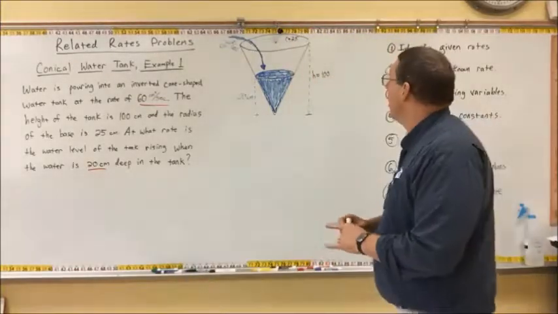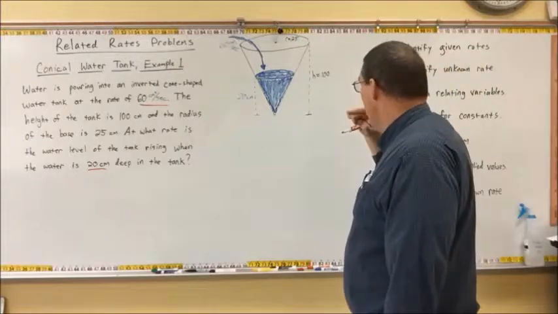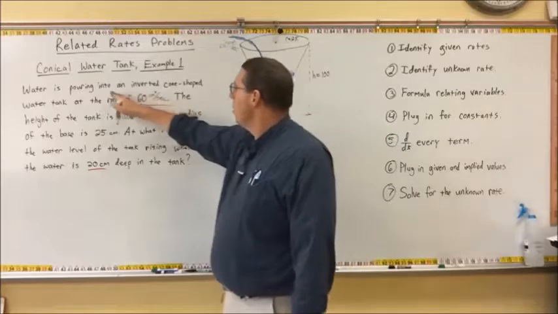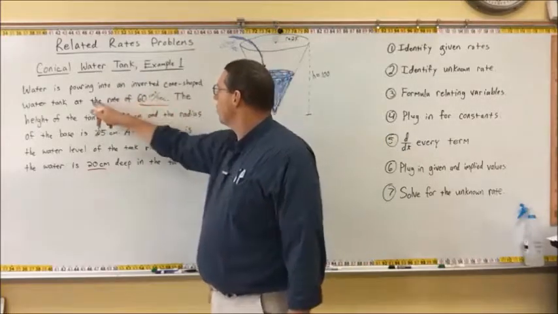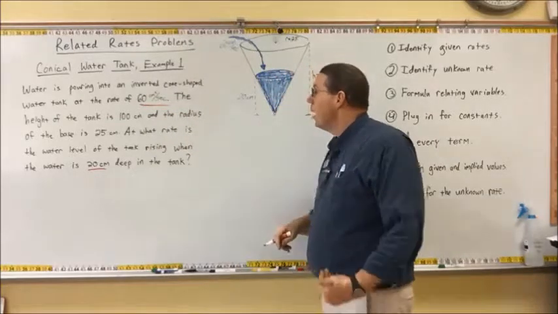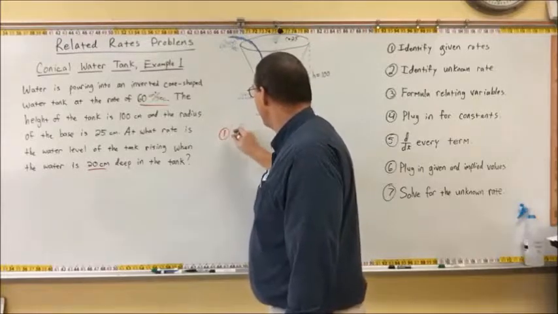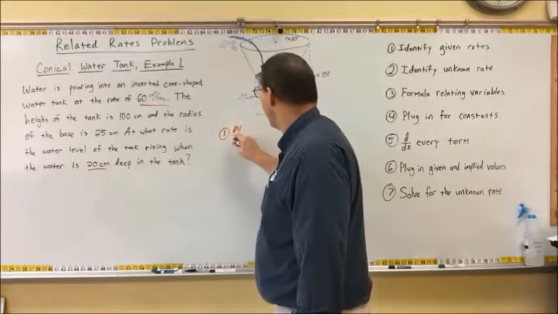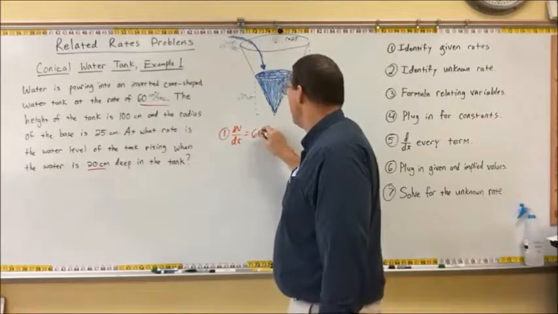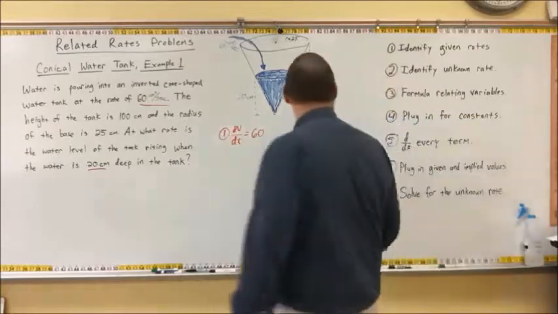Okay, so here's what we got. We're going to start with identifying the given rates. Water is pouring into an inverted cone-shaped water tank at the rate of 60 centimeters cubed per second. That's a volume. So the first rate of change we're given is the rate of change in volume. dV/dt is 60 centimeters cubed per second. That's the only rate of change that we're given.